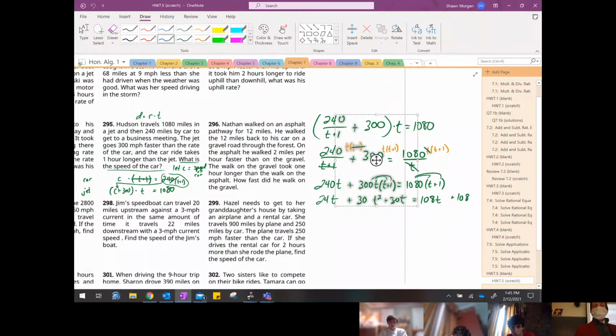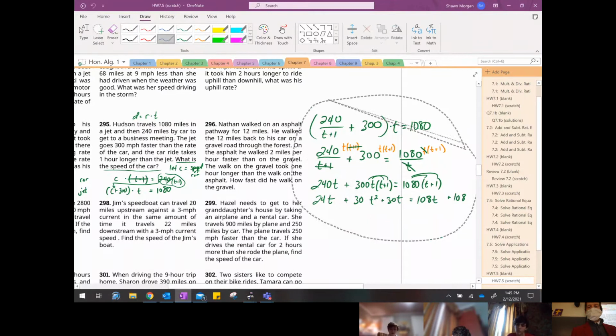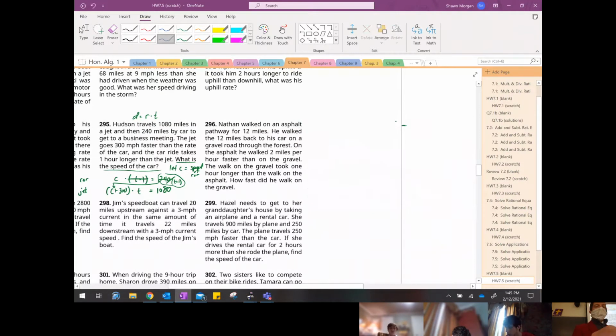And let me do this. We'll get this out of the way. If OneNote will wake up for me, please, and thank you, OneNote.